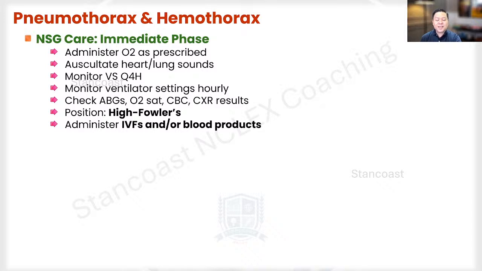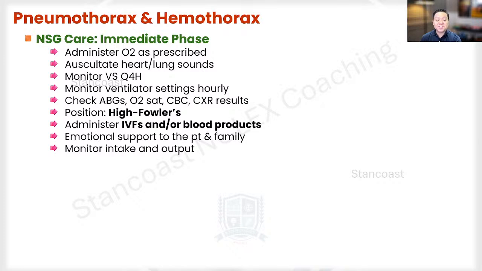And part of the care here is to give emotional support to the patient and their family, and to prepare them for mechanical ventilation as well. We've got to check for the intake and their urinary output as well. And also checking for or preparing them for mechanical ventilation if there is an impending intubation, right?